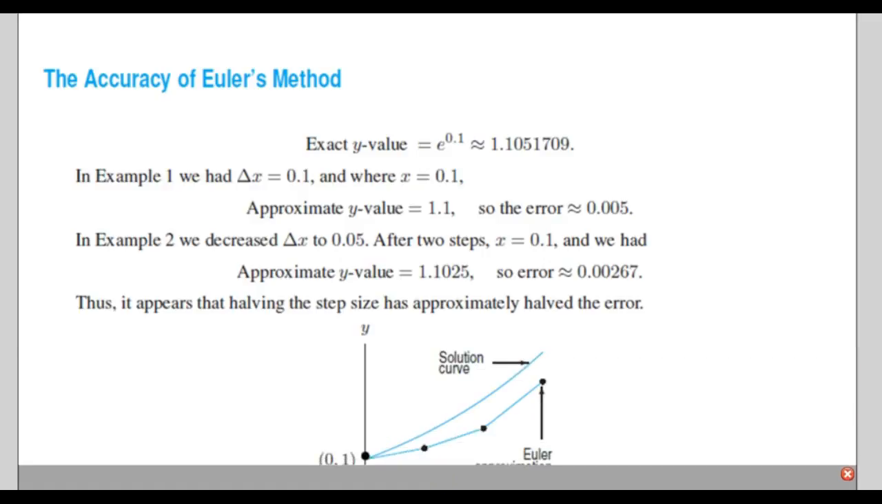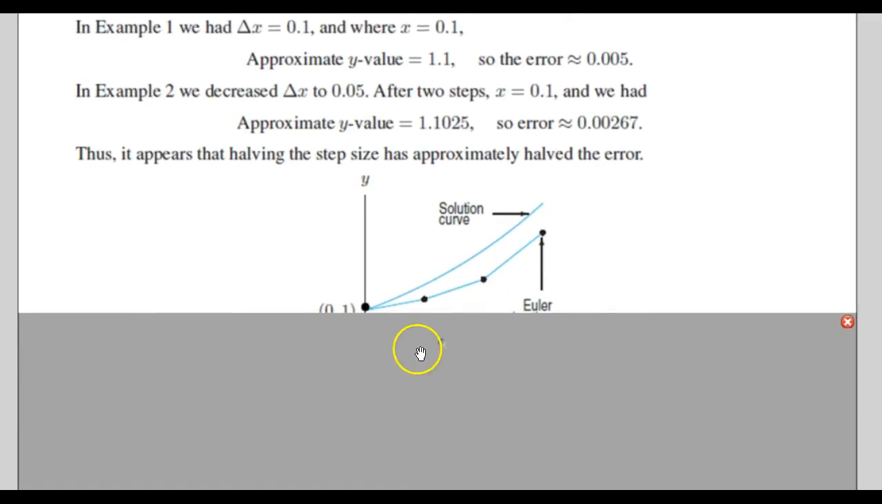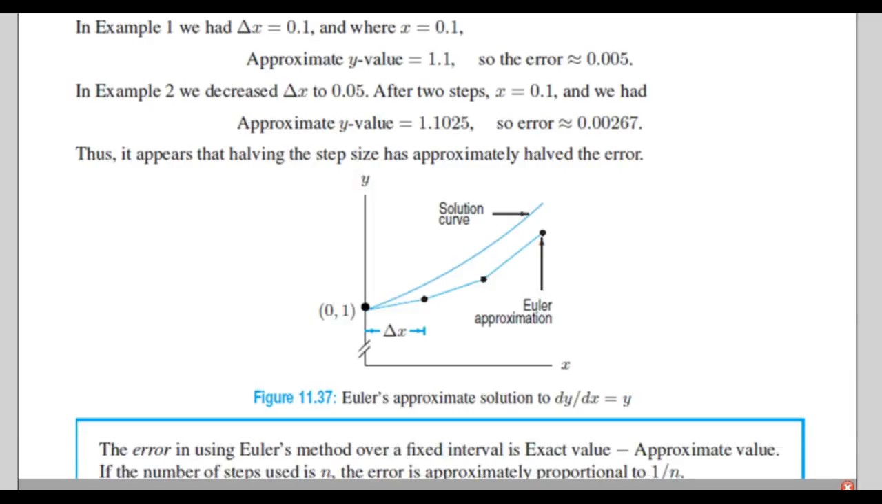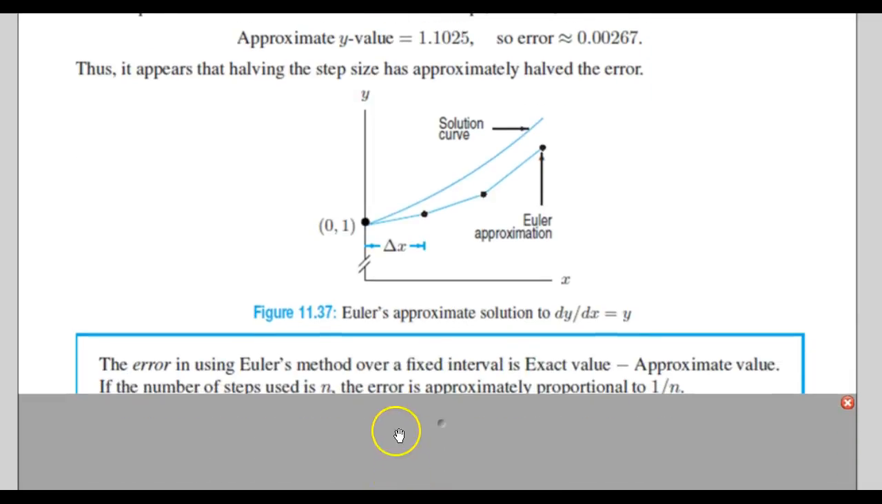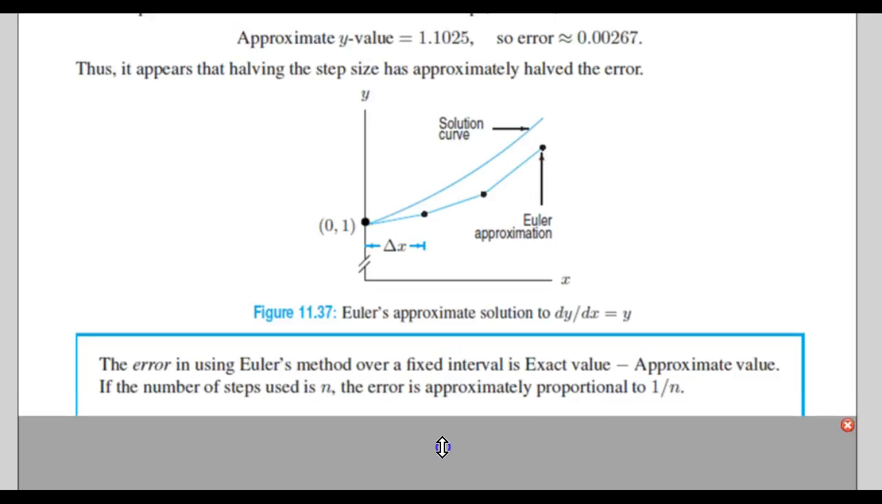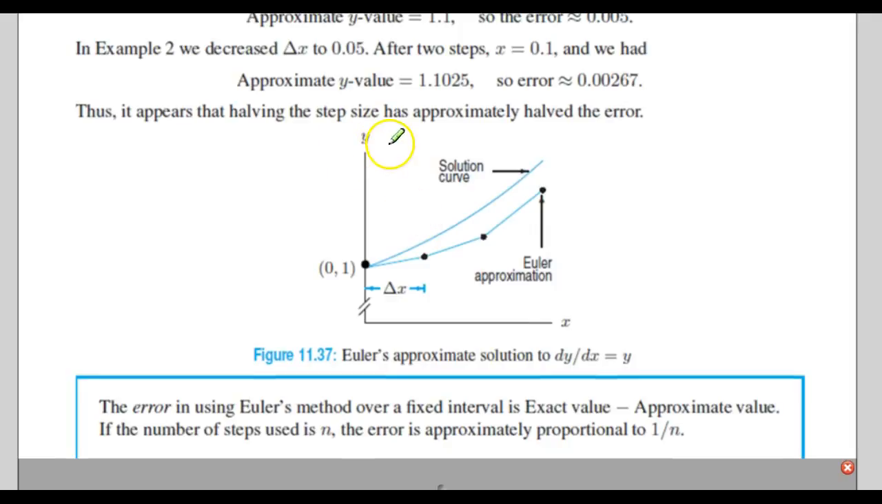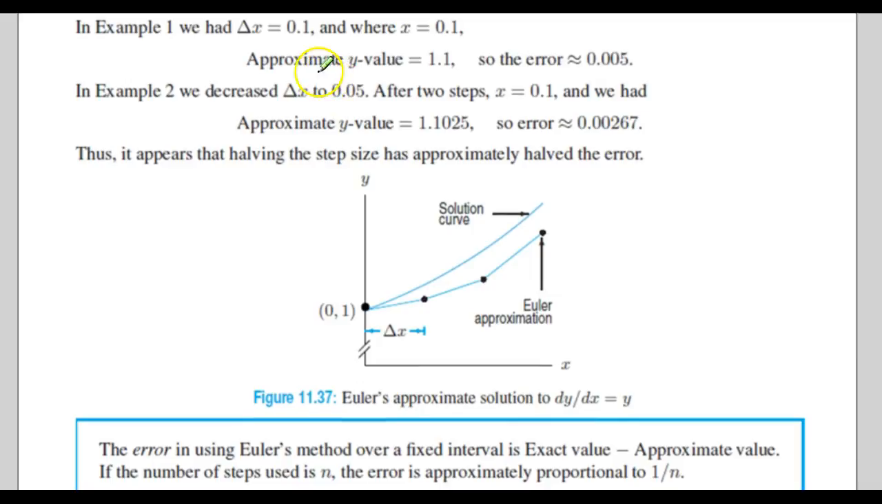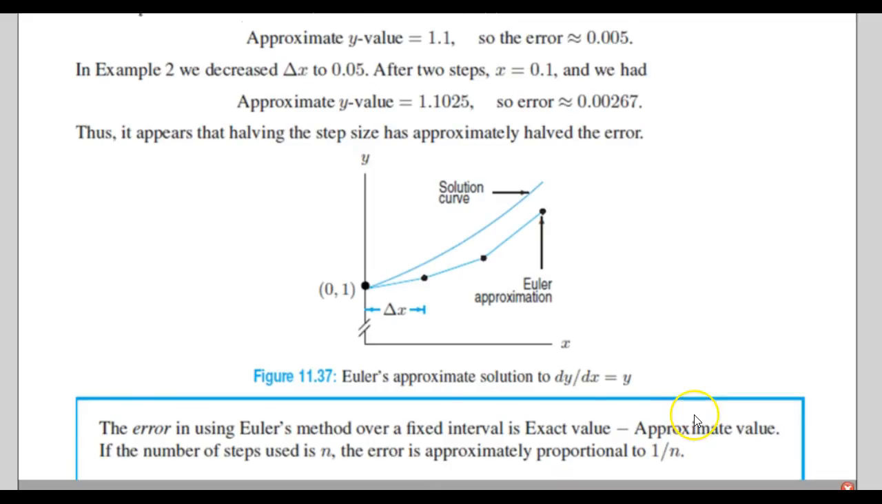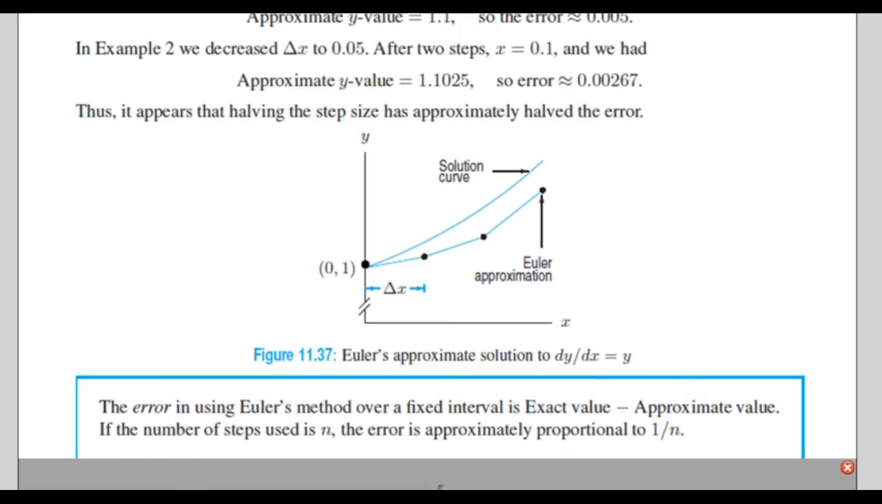It seemed like it basically halved the error, which lets us know that the error in using Euler's method over a fixed interval, which is the exact value minus the approximate value, can be approximately determined to be proportional to 1 over n, where n is the number of steps. Since we used 2 steps to get an error of 0.0025, and in 1 step we had an error of 0.05, it seems like the proportion was 1 over n.